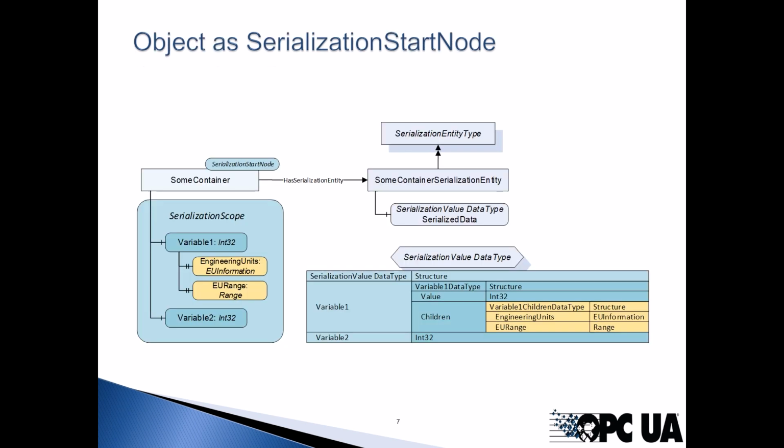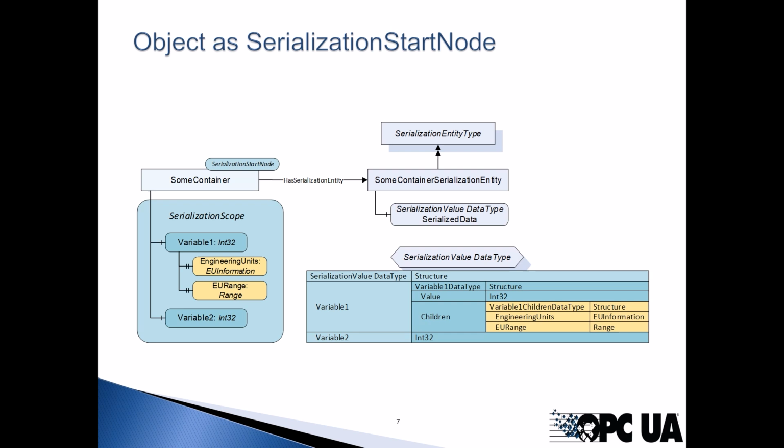This example shows how node trees originating from a container object are mapped into nested structure data types. The serialization process creates a serialization value data type with serialization field data types for each value in the serialization scope. The values of the serialized variables are mapped into structure fields, which have the serialization field data type created for the variable. The serialization field data type is a structure data type if the mapped variable has children, as it is the case for variable 1.